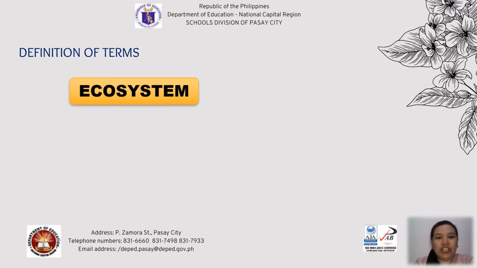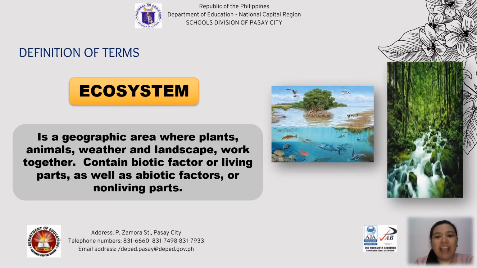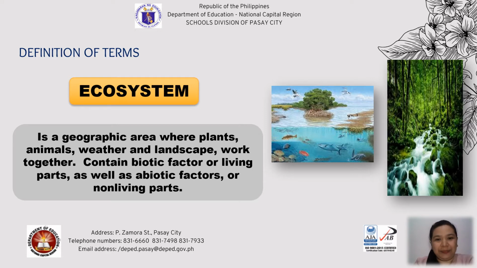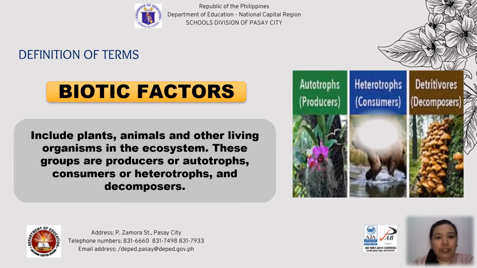Ecosystem is a geographic area where plants, animals, weather, and landscape work together, containing biotic factors or living parts as well as abiotic factors or non-living parts. Here are the samples of ecosystem. Biotic factors include plants, animals, and other living organisms in the ecosystem. These groups are producers or autotrophs, consumers or heterotrophs, and decomposers.